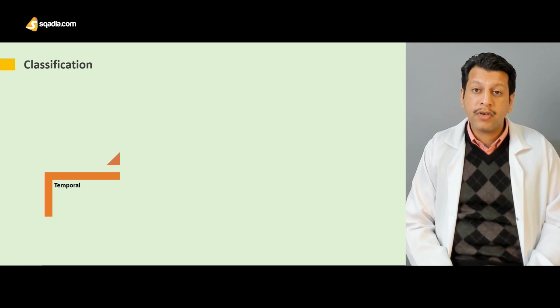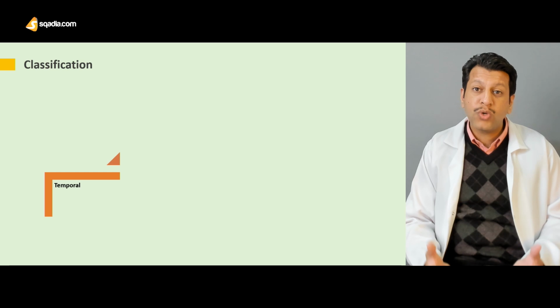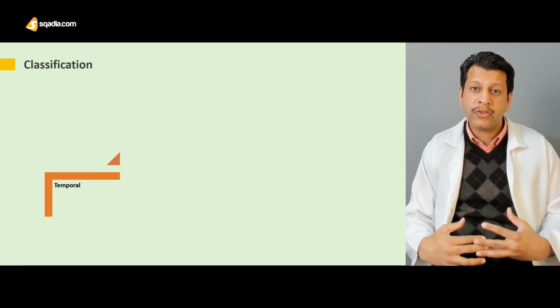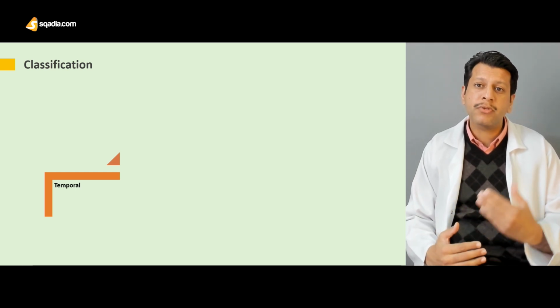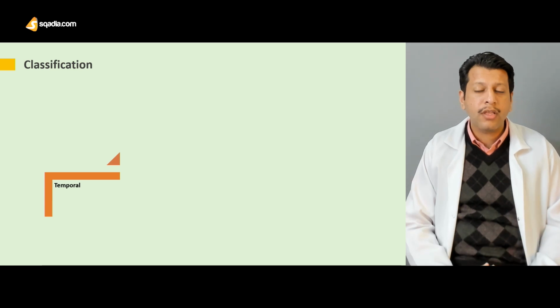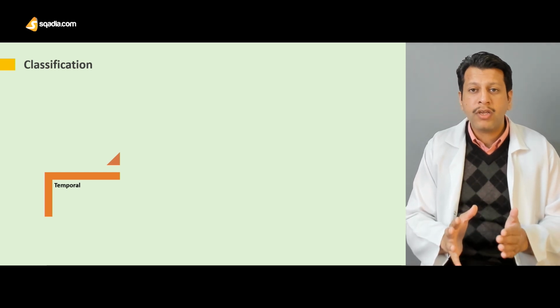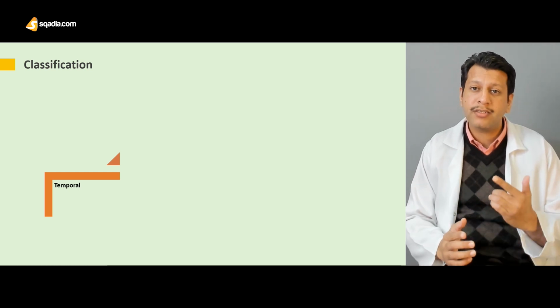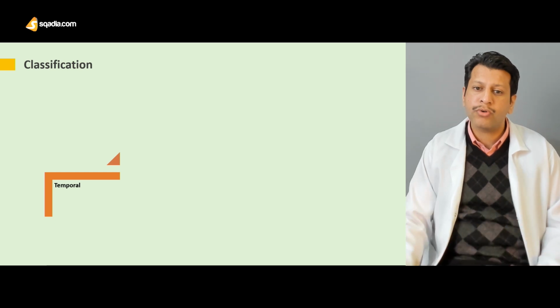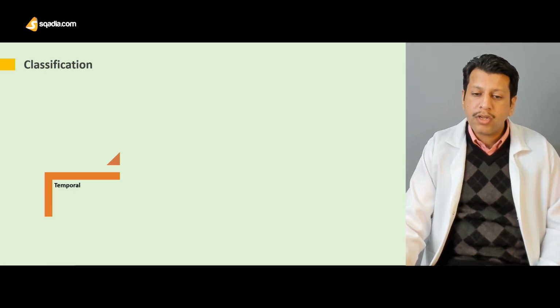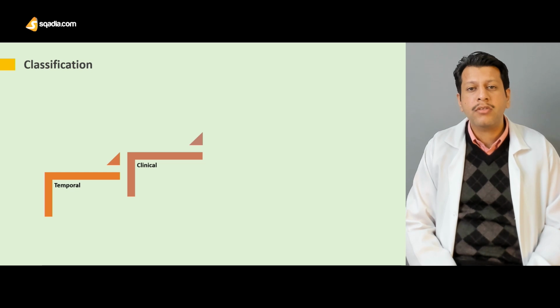Another way of classifying it temporally is acute on chronic, if there was an acute exacerbation of symptoms in less than 3 weeks over a problem which has persisted chronically. Therefore, we can call it an acute and chronic slip as well. So temporal classification divides it into 3 forms, that is acute, chronic, and acute and chronic. The next form of classification is a clinical classification.